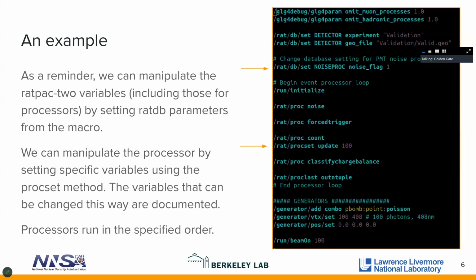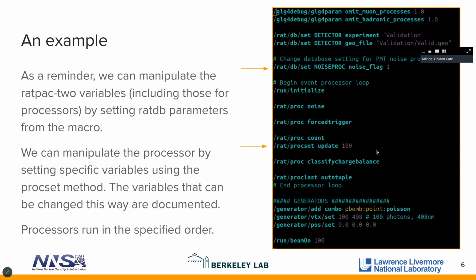So yeah, this is just to continue to remind people that you can manipulate the ratpac-two variables specifically for these processors by either setting ratdb parameters from the macro. For example, I'm showing an example here where you're adjusting something about the PMT noise processor. And you can also manipulate processors using this rat proc set command.